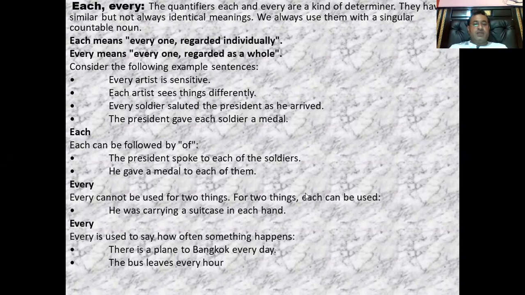For two things, each will be used. He was carrying a suitcase in each hand. So two hands are there for two things. We are using each, not every. So every cannot be used for two things.